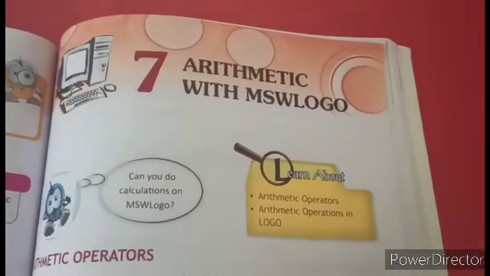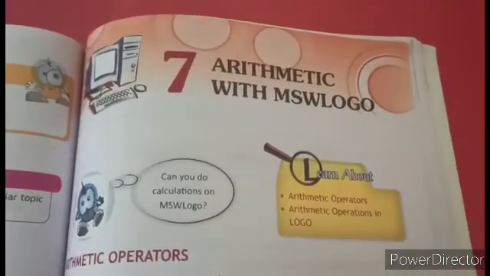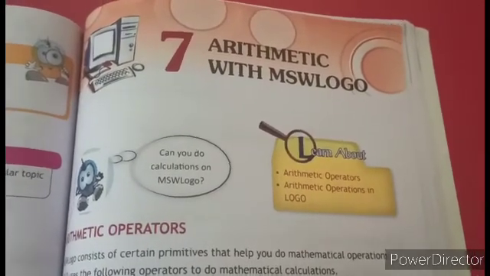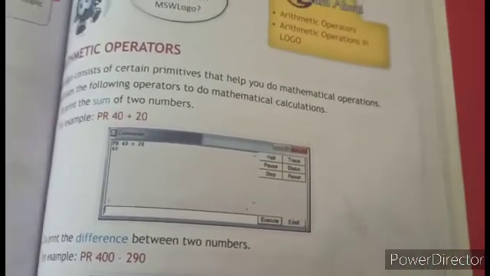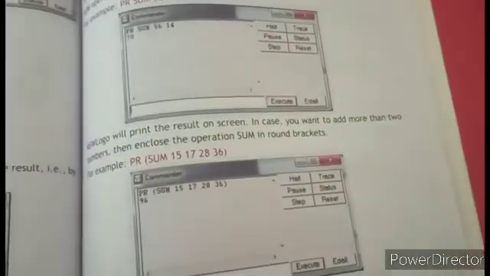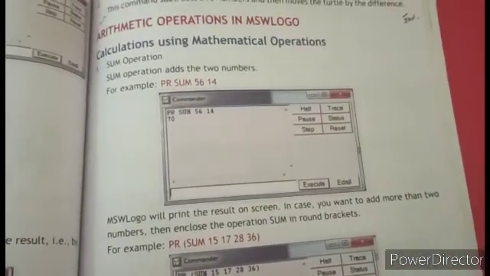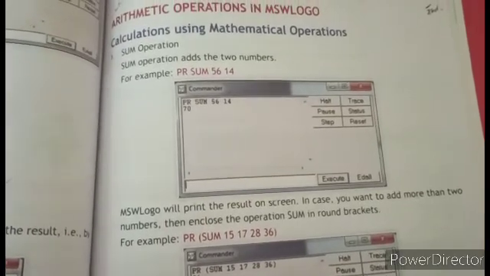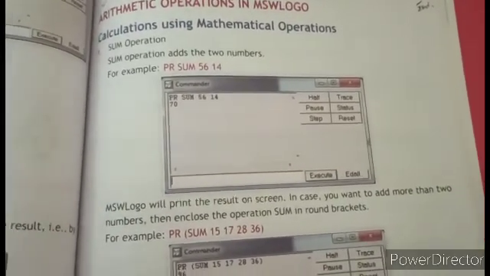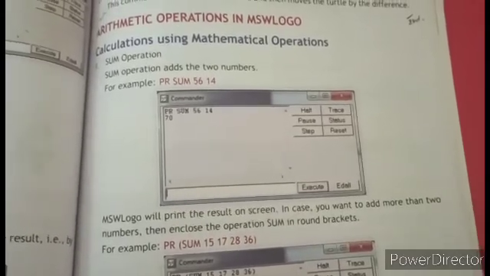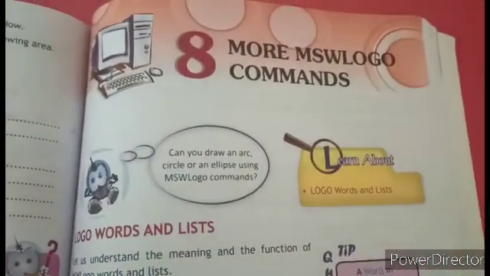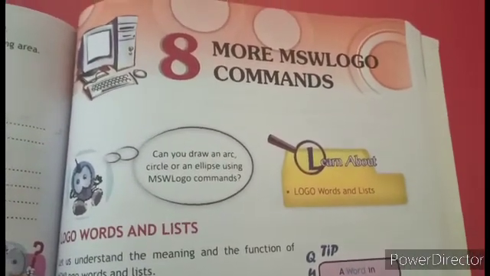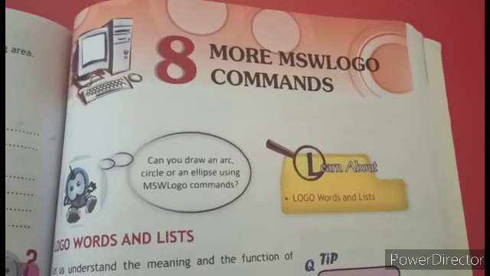Students, in a previous class of Logo, we have learned how to use arithmetic with MSW Logo. There we learned how to use different kinds of operators like plus, minus, multiplication and division in calculations. Then we learned how to do calculations without the operators, by using special words like sum, quotient and difference. So that chapter was about doing different kinds of calculations using different Logo commands. Now we are going to start our chapter 8, titled More MSW Logo Commands.